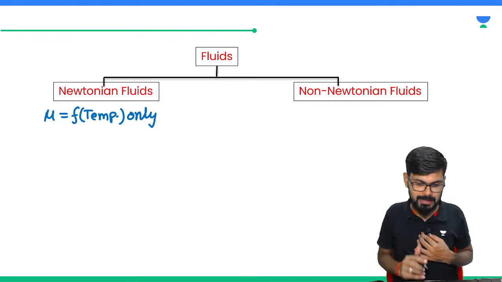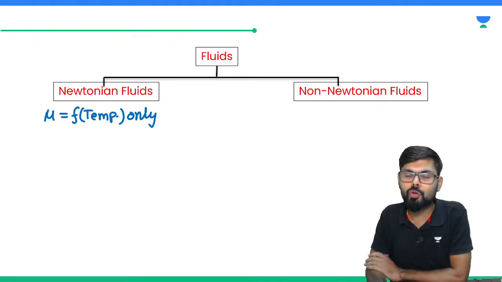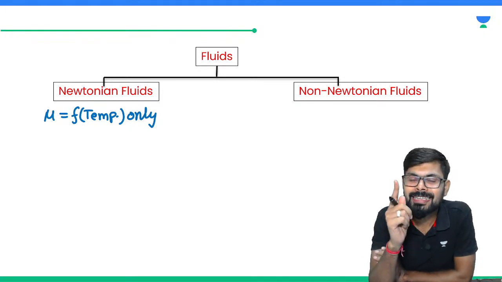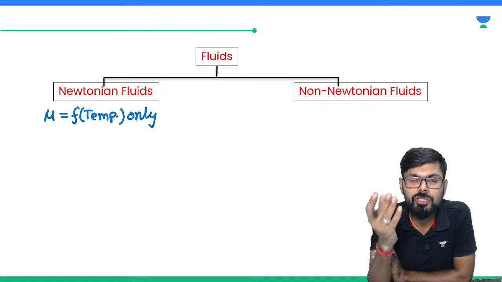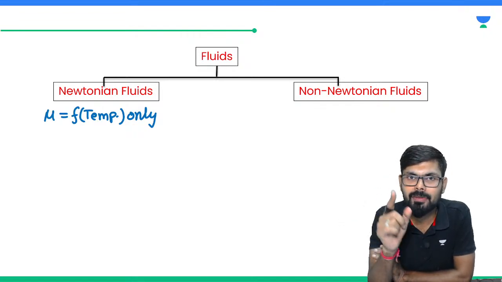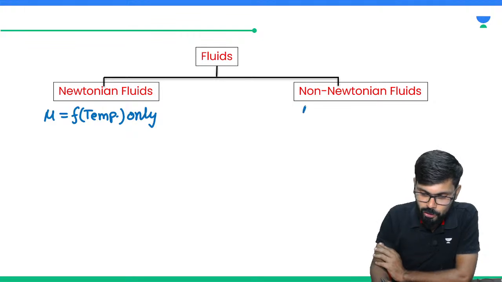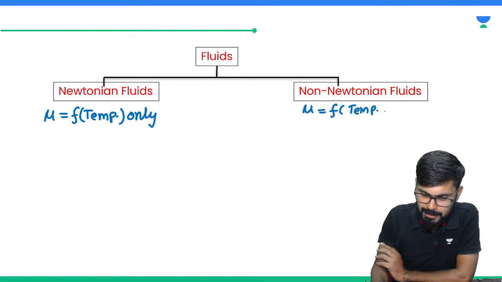Okay. Now please listen here. In case of non-Newtonian fluid, viscosity will not be constant, which means it will depend upon other things. In case of non-Newtonian fluid, mu is going to be a function of temperature, time, and du by dy.